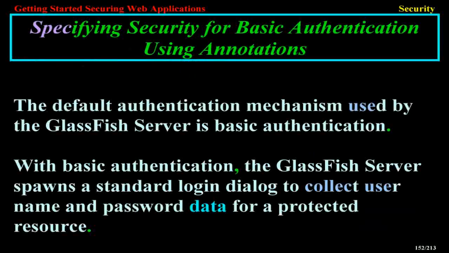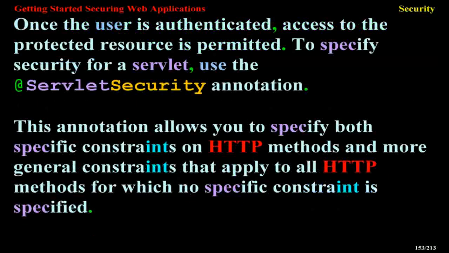Specifying security for basic authentication using annotations. The default authentication mechanism used by the GlassFish Server is basic authentication. With basic authentication, the GlassFish Server spawns a standard login dialog to collect username and password data for a protected resource. Once the user is authenticated, access to the protected resource is permitted. To specify security for a servlet, use the @ServletSecurity annotation. This annotation allows you to specify both specific constraints on HTTP methods and more general constraints that apply to all HTTP methods for which no specific constraint is specified.